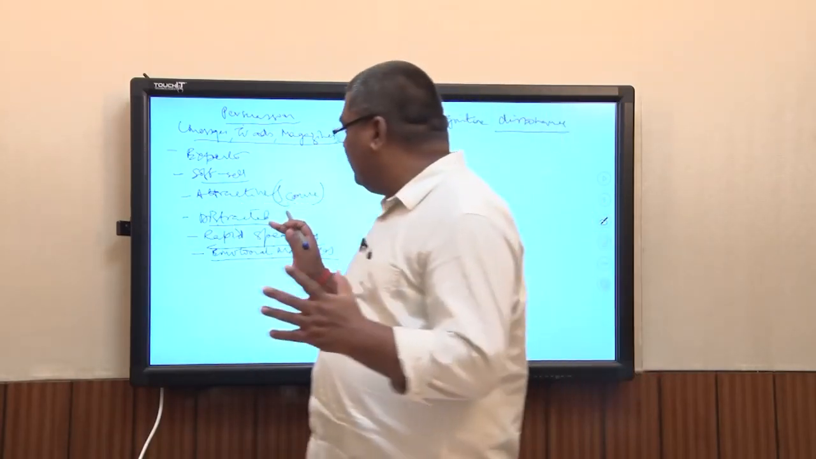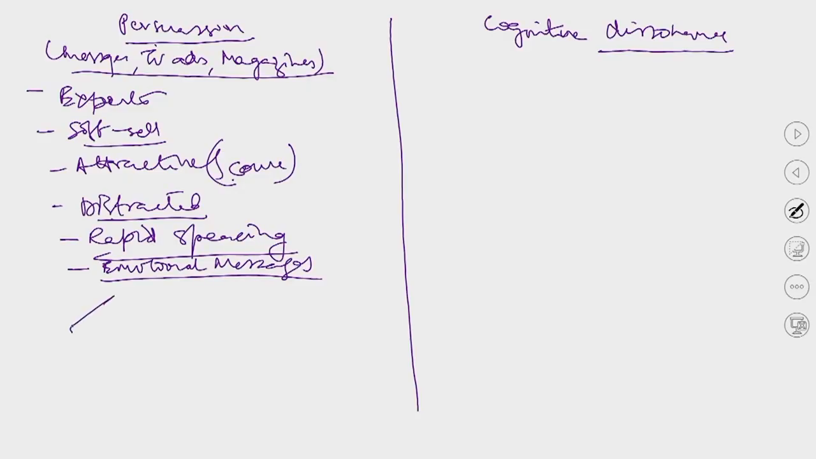And so, there are two basic ways in which persuasion really works. There are two cognitive approaches which make persuasion work. One is called the central route, and the other is called the peripheral route.